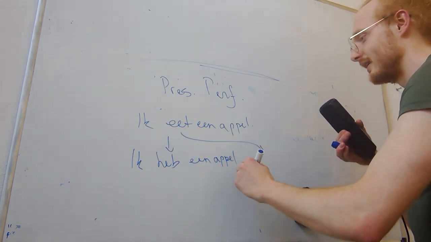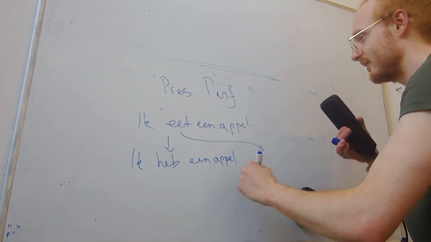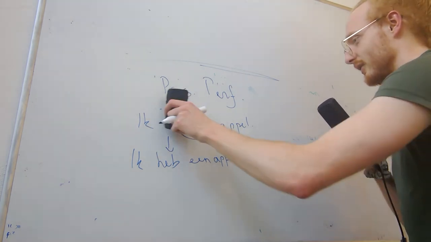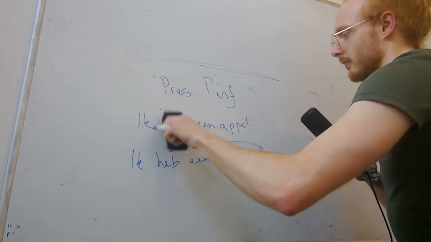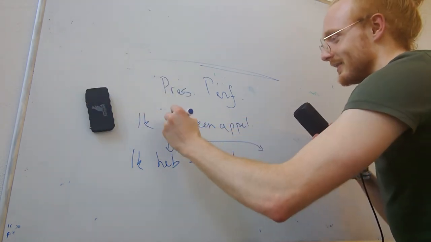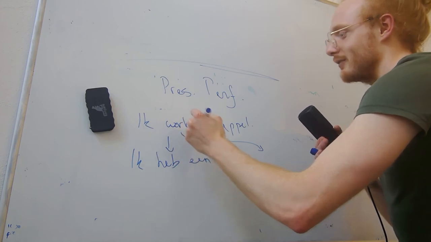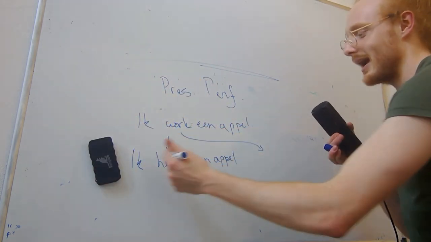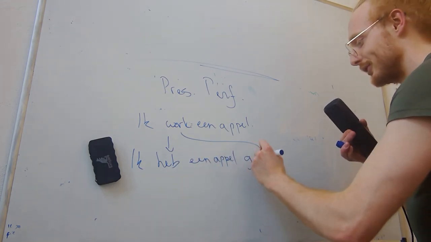Ik werk, because eten is irregular. So okay, let's make it a stupid sentence. Ik werk een appel. I work an apple. Doesn't mean anything, just an example. Ik heb een appel gewerkt.